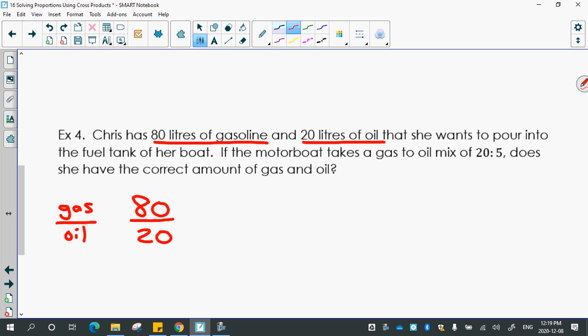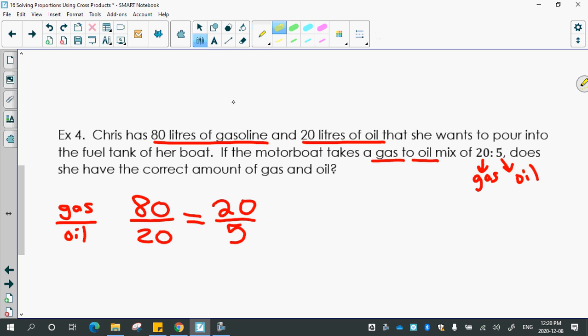If the motorboat takes a gas to oil mix of 20 to 5, does she have the correct amount? So in other words, are these equivalent ratios? So is this true or is it not true? Okay? So we know how to do that using cross products now. We can test whether these are equal by using cross products.